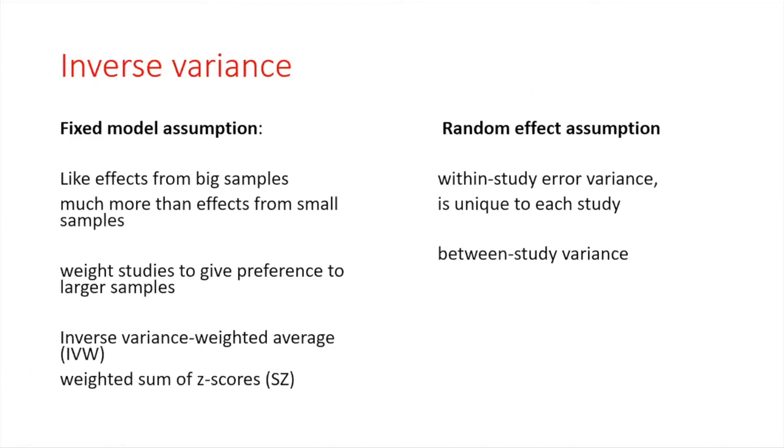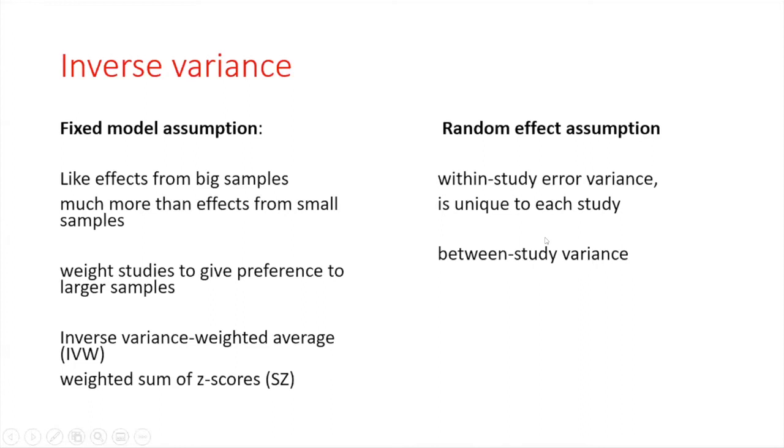So in a fixed effect model, the inverse variance model assumption, where we assume all patients across all the studies are the same, we like studies with big samples, okay? And we use simple inverse variance. In the random effect assumption, we have to quantify the variation, and it's unique to each study. And then we have to quantify the between study variance.